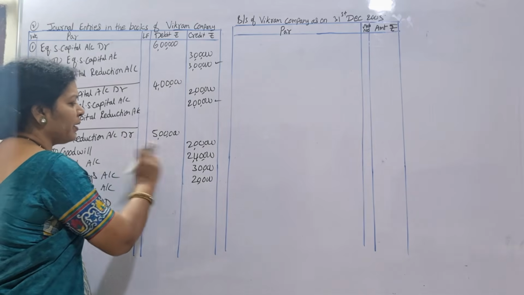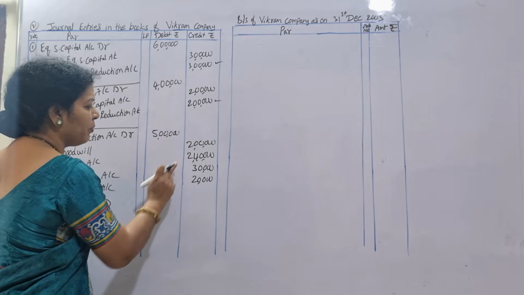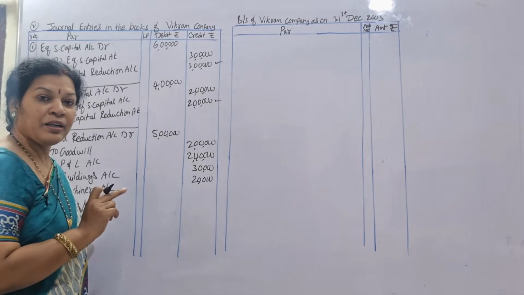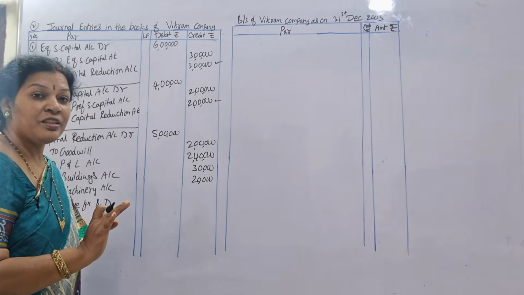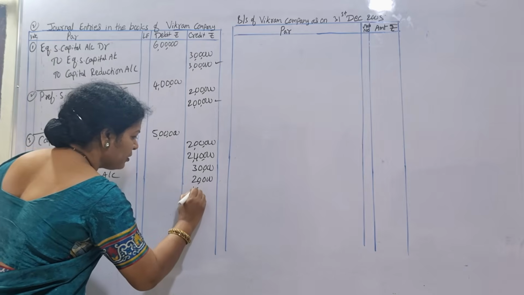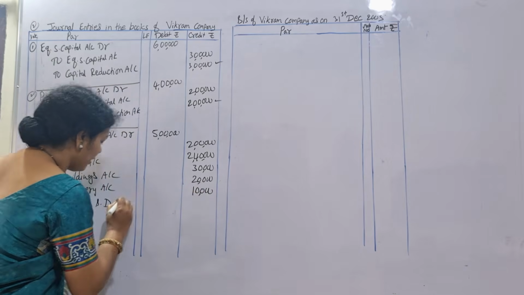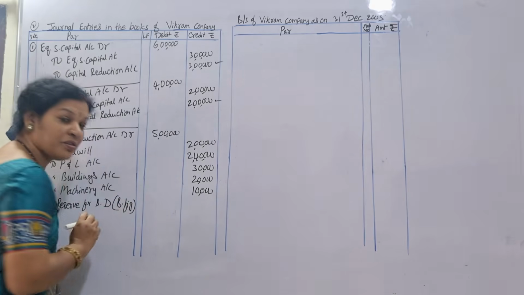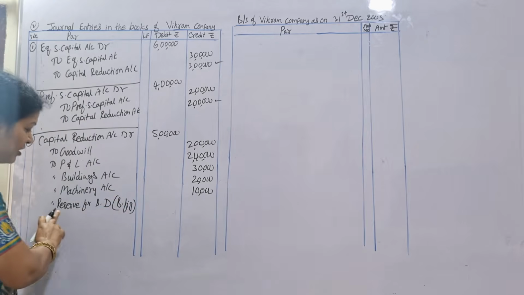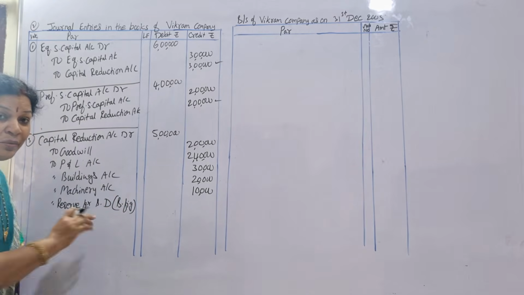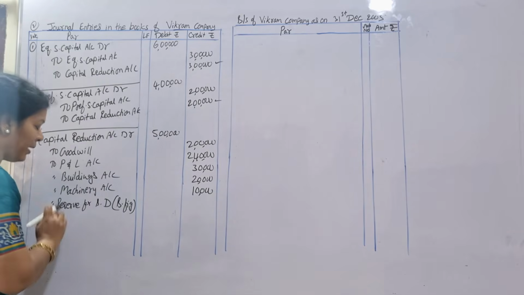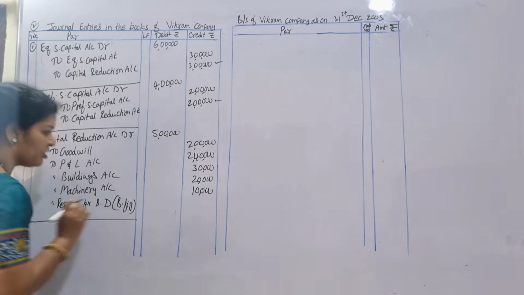You see, this is 5 lakh and this is 2 lakh, 4 lakh 40, 4 lakh 40 plus 50, 4 lakh 90,000. Means the difference here is 10,000. 10,000 difference we'll write here. This is the balancing figure. In earlier problems, the balancing figure was capital reserve. Now in this problem they said, that is the reason we are saying reserve for bad debts. Three entries are over.